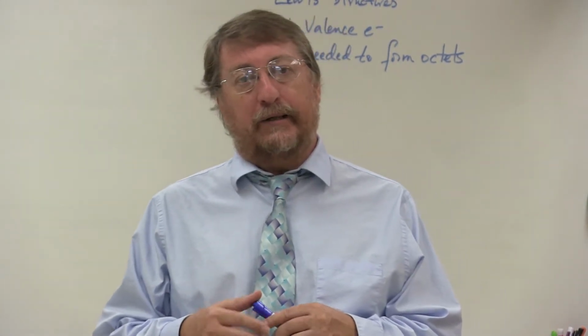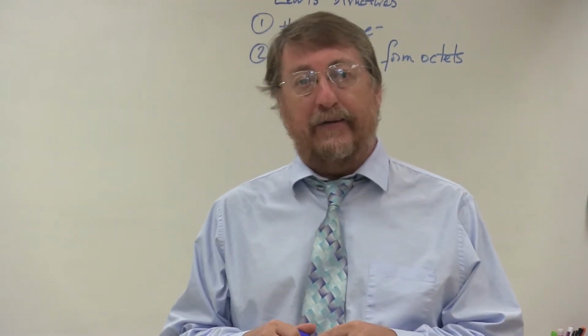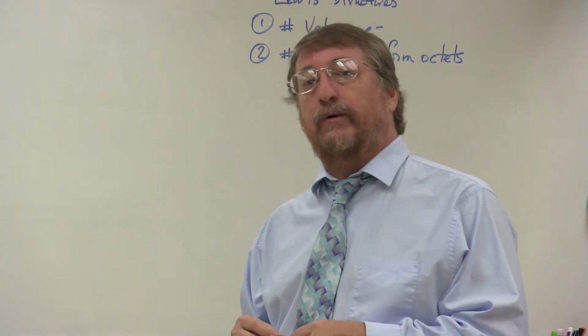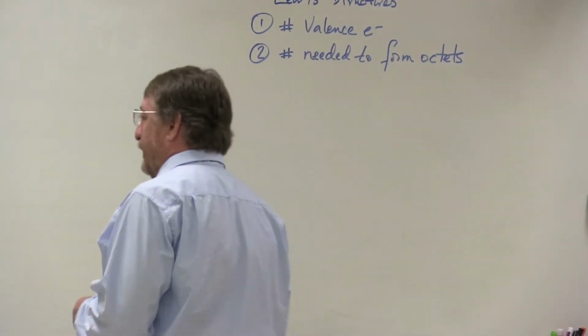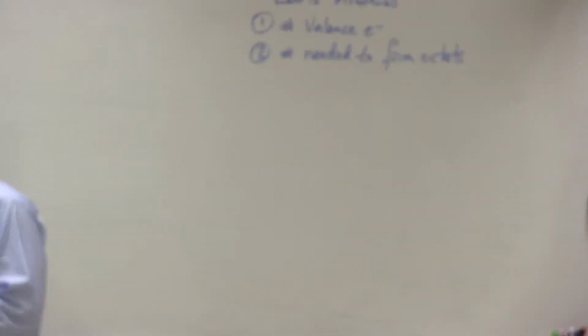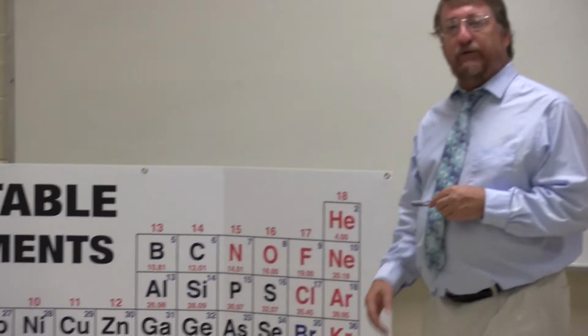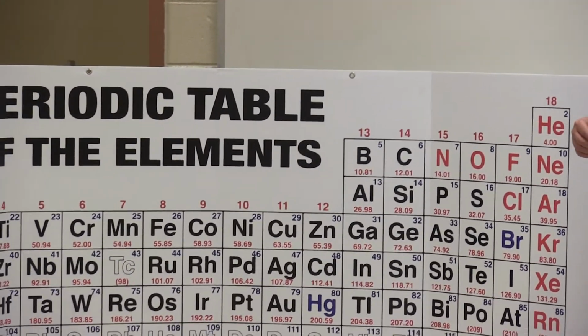So Lewis used the concept of electronegativity and valence electrons and defined how the atoms are going to form compounds. That's what we're going to look at. Just want to remind about valence electrons. So here's our periodic table. And the number of valence electrons are going to be obvious on the periodic table.